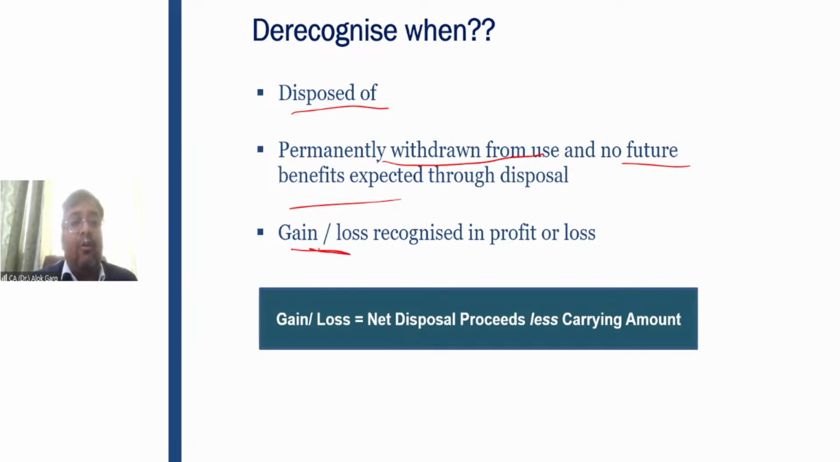If there is any gain or loss on disposal, it has to be recognized in profit or loss as other income or other expenses, right? So how will this gain or loss arise? Disposal proceeds minus carrying value is equal to your gain or loss.